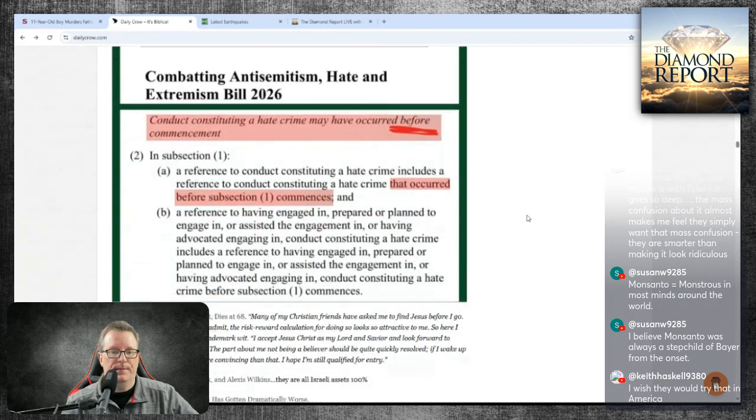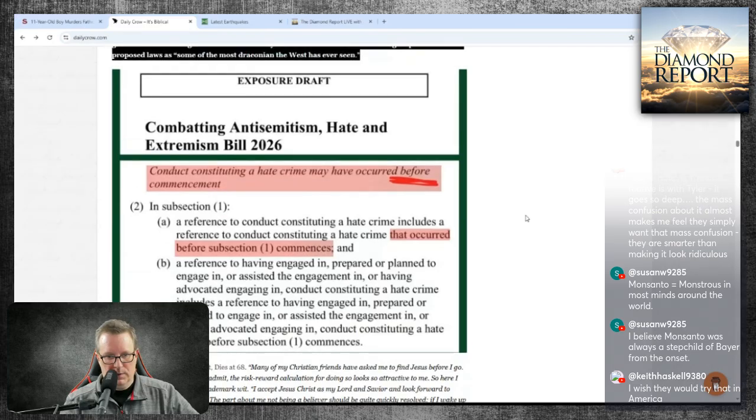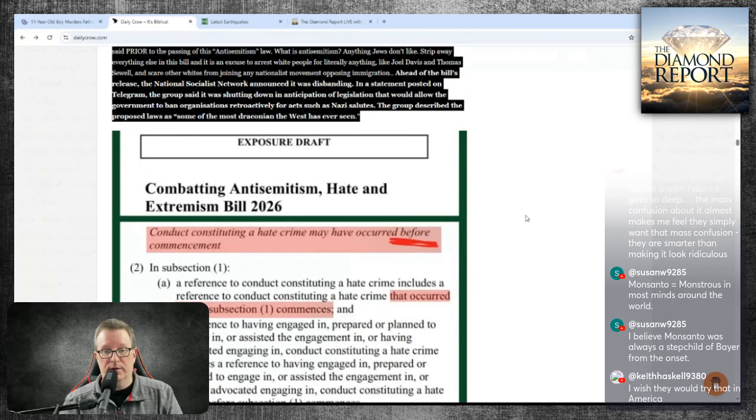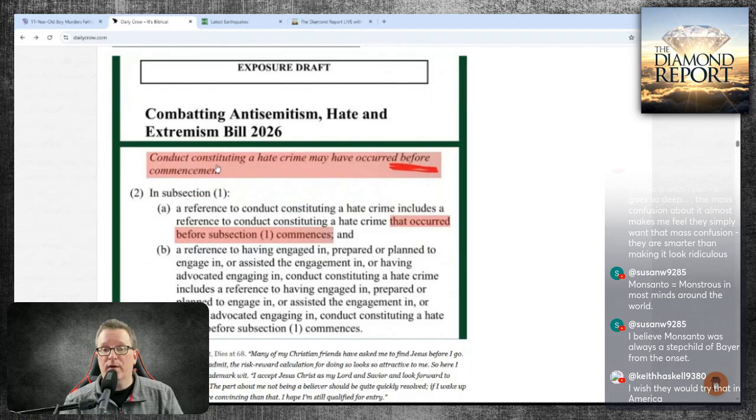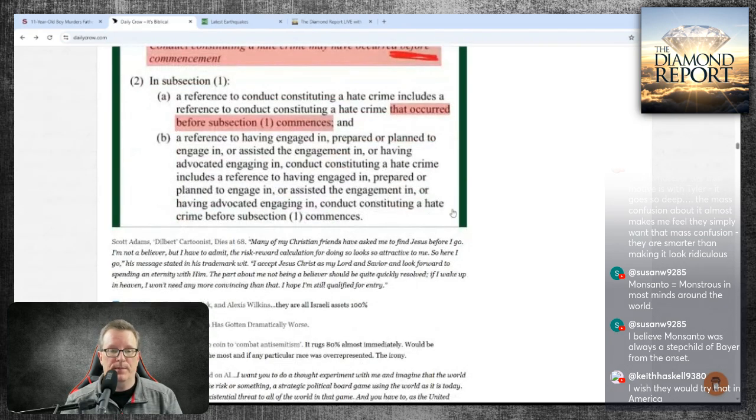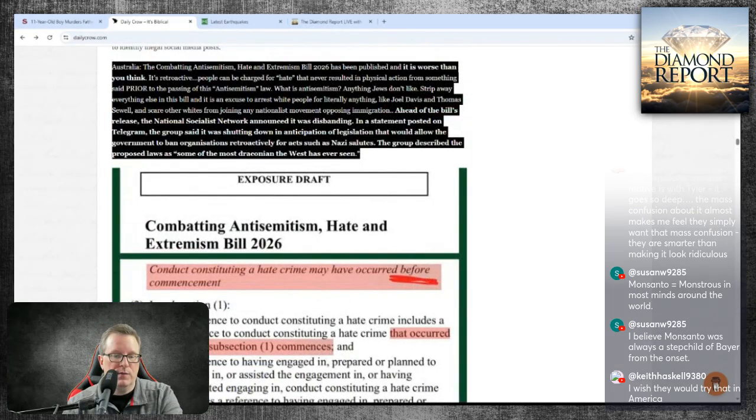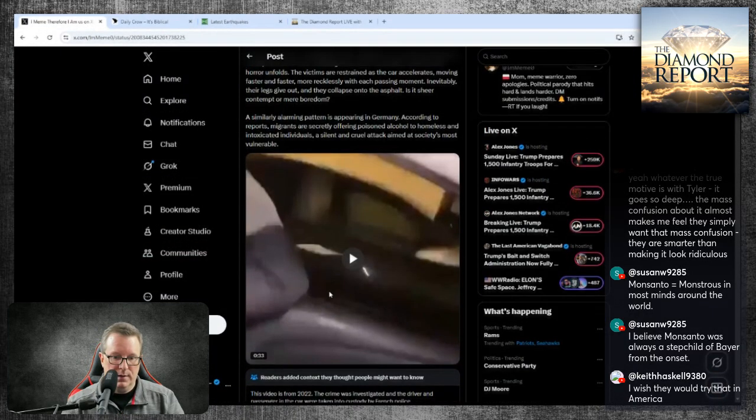So this is the screenshot here. Combating Anti-Semitism, Hate, and Extremism Bill 2026. And they've got this highlighted here. Conduct constituting a hate crime may have occurred before commencement. In subsection, a reference to conduct constituting a hate crime includes a reference to conduct constituting a hate crime that occurred before subsection 1 commences. Wow. Before. So that's what the wonderful country of Australia is planning. That's what they're doing.